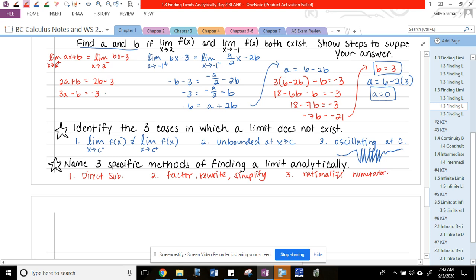All right, so those are a couple of things to study before we have a quiz or a test over all this stuff, just to make sure you've got your definitions in place and know when does a limit not exist and how do I actually find limits. All right, that's it.